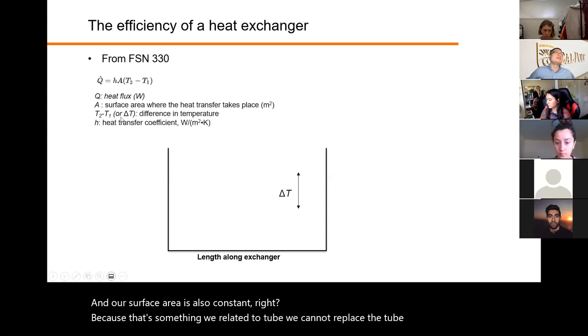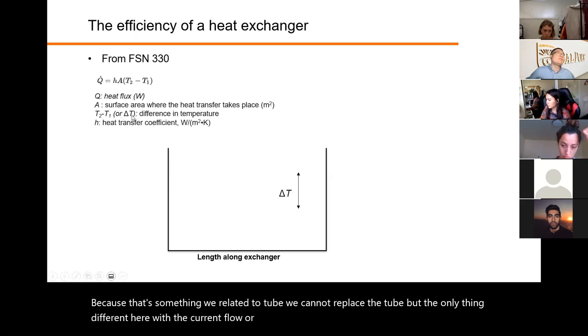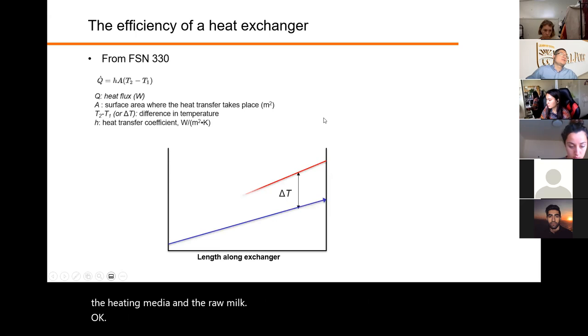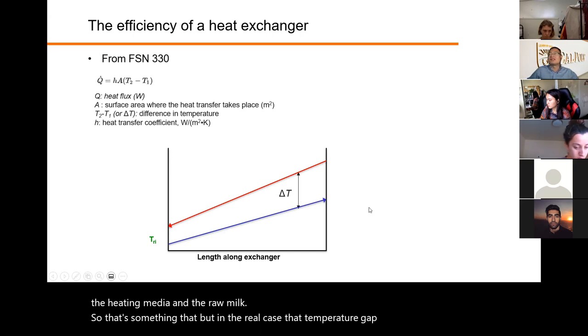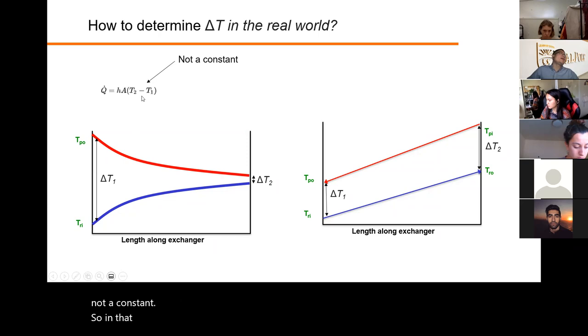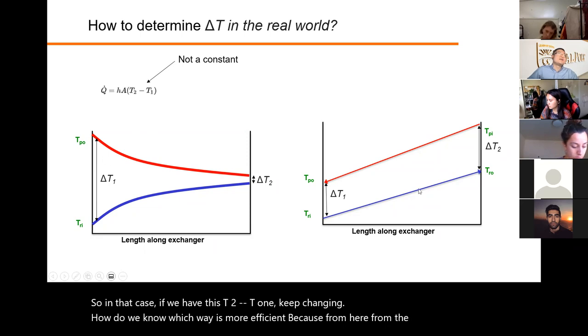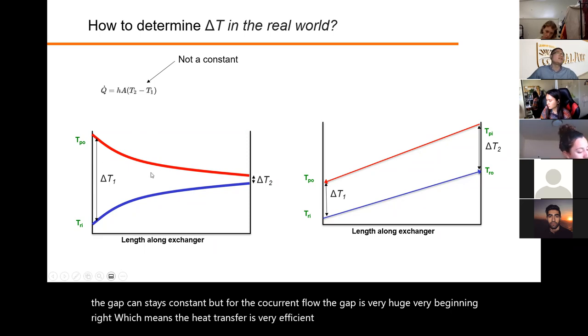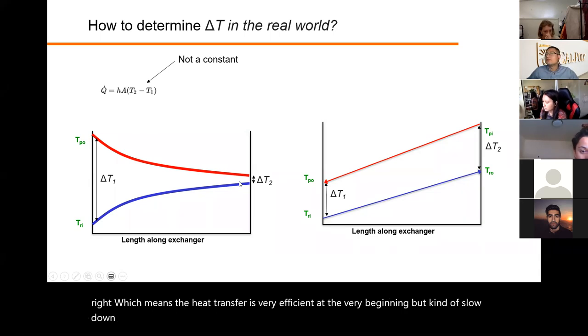The only thing different between co-current flow and counter-current flow is the temperature gap between the heating medium and the raw milk, okay? But in the real case, that temperature gap keeps changing, right? It's not a constant. So if T2 minus T1 keeps changing, how do we know which way is more efficient? In the counter-current flow, the gap can stay constant, but for the co-current flow, the gap is very huge at the very beginning, which means the heat transfer is very efficient at first, but slows down through the tube. Does it make sense, guys?